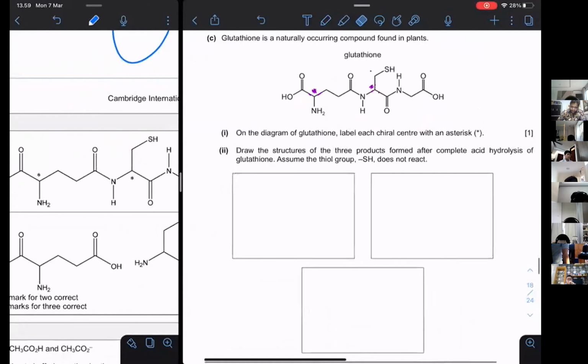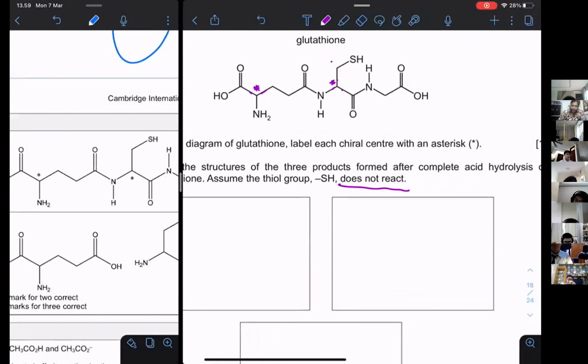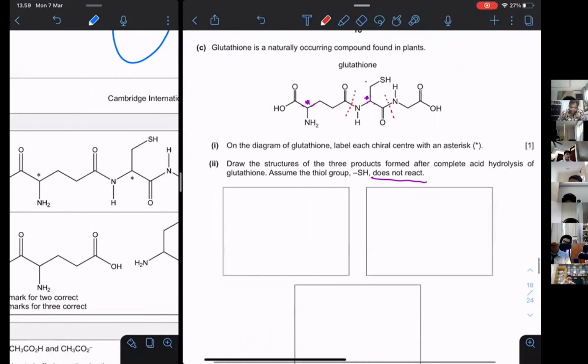Draw the structure of the 3 products formed after complete acid hydrolysis of glutathione, this compound. Assume the thiol group does not react. So 3 products from acid hydrolysis. When you do acid hydrolysis, the bonds that are going to be broken are the bonds between here. The amide bond will be broken, and you can see there is another amide bond here. So there are only those, and you are going to draw 3 structures.